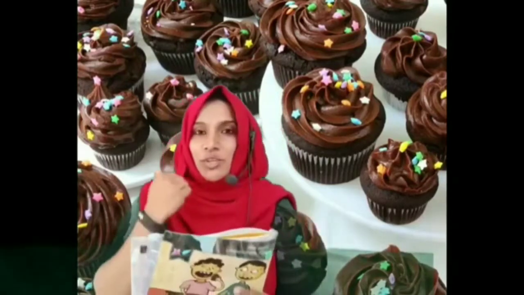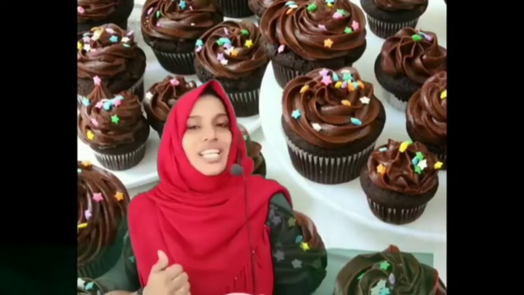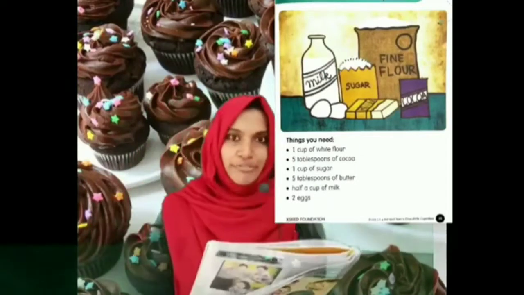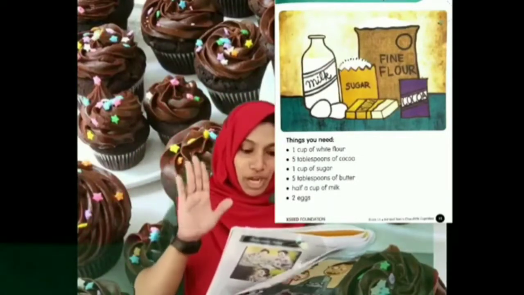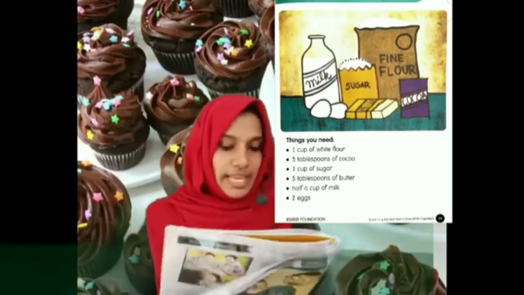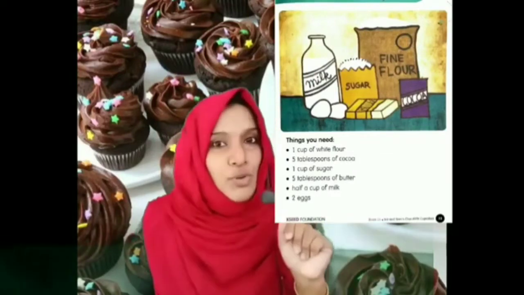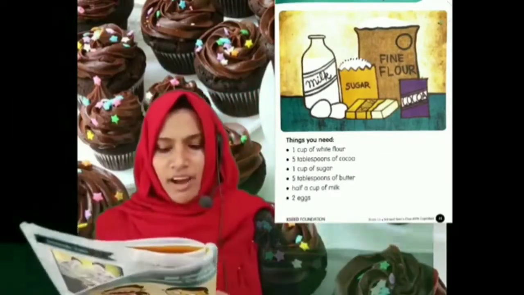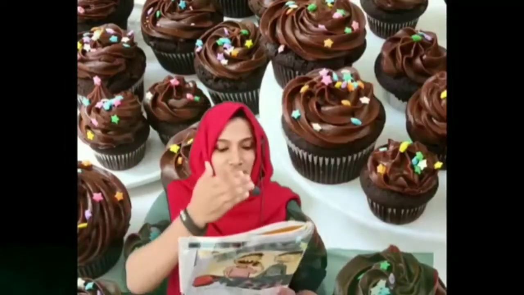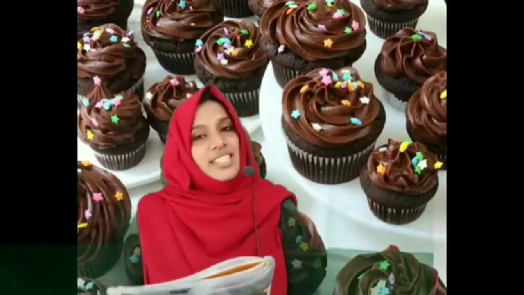What are the steps we need to make this cake? So first of all, ma'am will read and you will listen to me. Okay. So let's start. Things you need: 1 cup of white flour, 5 tablespoons of cocoa, 1 cup of sugar and 5 tablespoons of butter, half a cup of milk and 2 eggs. So these are the things we need to make this cupcake.